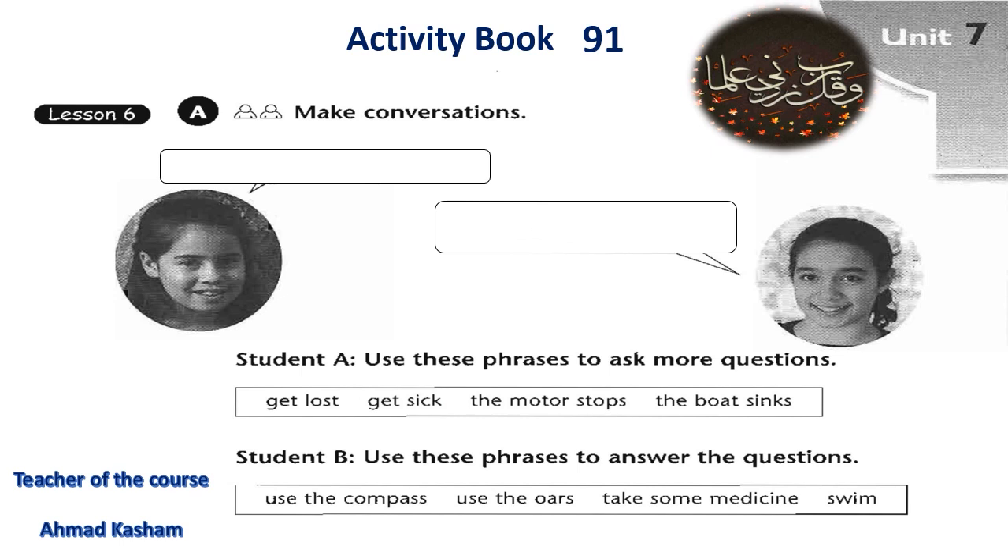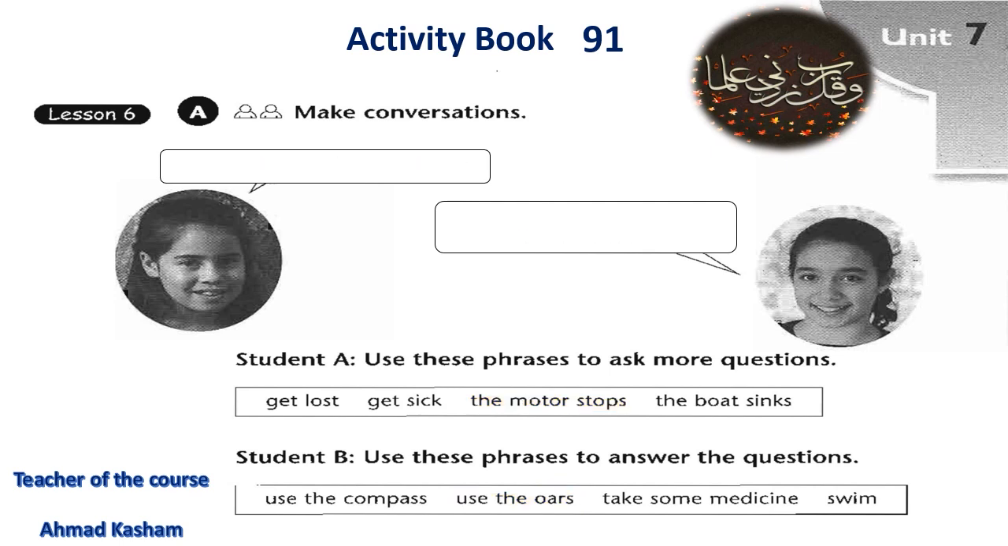The third one will be like this: the motor stops, and the solution what? Use the oars. That is, if the boat's motor stops, what will we do? Her friend says, we use the oars to move the boat. So the conversation will be like this: what will we do if the motor stops? The answer will be like this: don't worry, if the motor stops, we will use the oars.